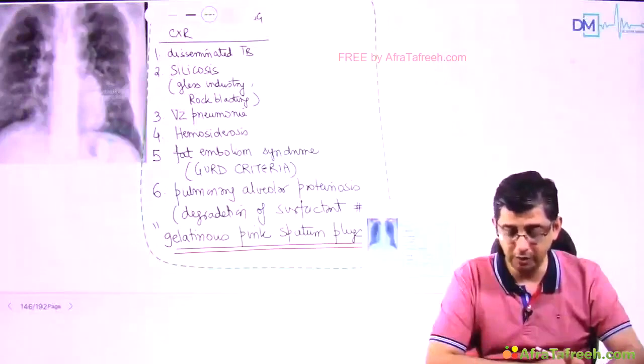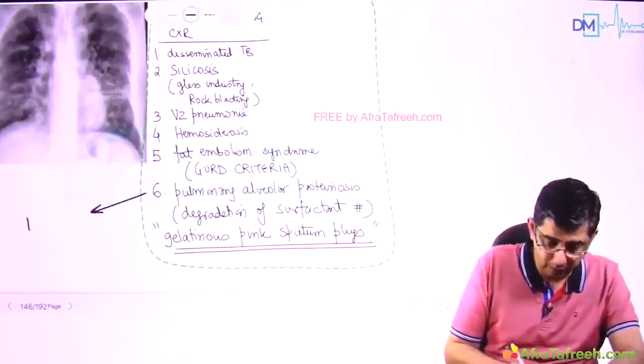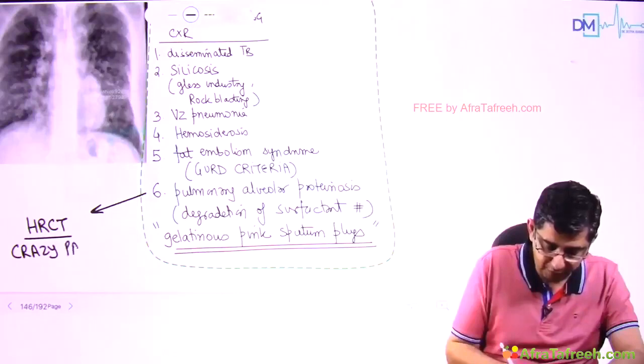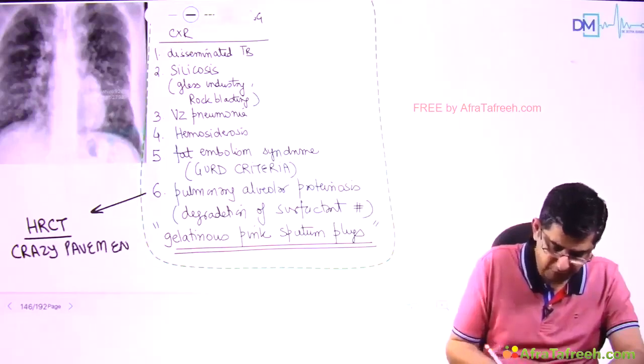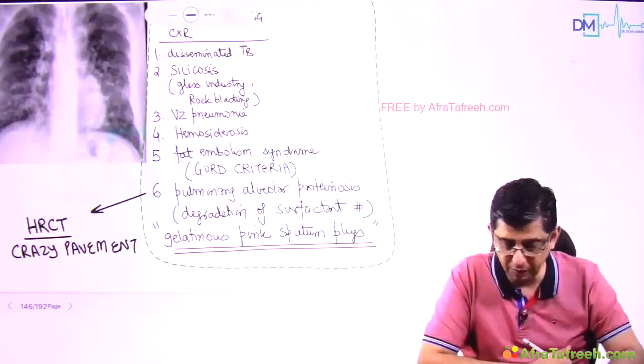And one of the important diseases to be remembered is pulmonary alveolar proteinosis. A HRCT pattern of pulmonary alveolar proteinosis is called crazy paving. So crazy paving pattern or crazy paving appearance is a feature which is very characteristic of pulmonary alveolar proteinosis.